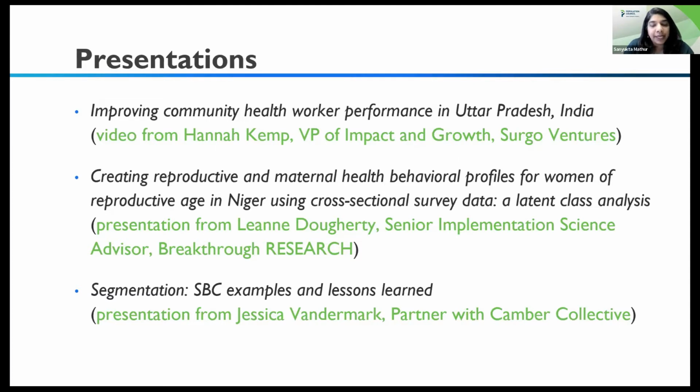Next, we will hear from Leanne Doherty on creating reproductive and maternal health behavior profiles for women of reproductive age in Niger using cross-sectional survey data, latent class analysis. Leanne is a public health expert with over 20 years of experience in research, management, and technical assistance. Her research focuses on informing demand creation strategies for public health products and services and many social and behavior change approaches in sub-Saharan Africa. Leanne is a senior implementation science advisor for Breakthrough Research, a global initiative focused on generating evidence and promoting its use to strengthen SBC programming for improved health and development outcomes.